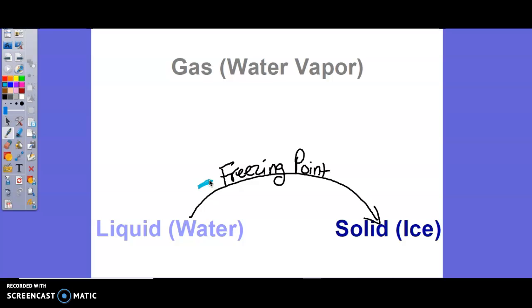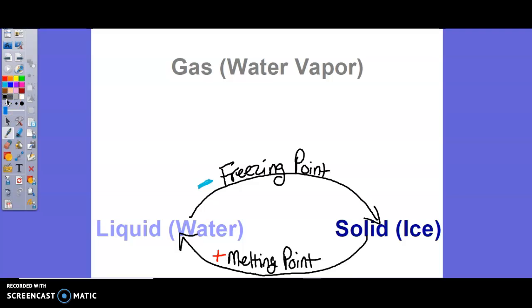Now, it's also possible for me to go from a solid, from ice to water. And we call that the melting point. Again, none of these are very new. None of these are very tough. To melt ice, we need to add heat.